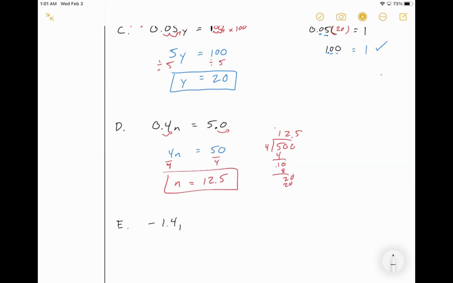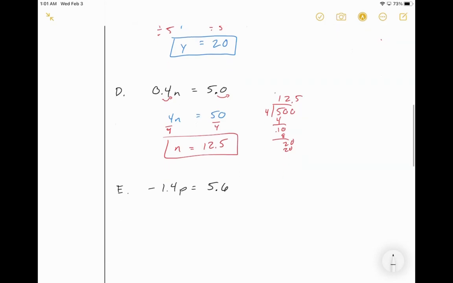Negative 1.4p is equal to 5.6. So we're gonna do the same thing. Now remember, when I see a negative right here, that gives me an alert. I only see a negative on one side, so I know my final answer is gonna be negative because the other side doesn't have a negative to cancel it out. So my final answer should be negative. I gotta remember that from the first thing.